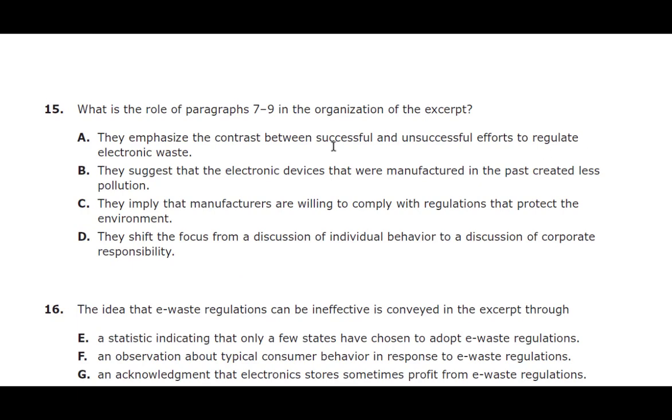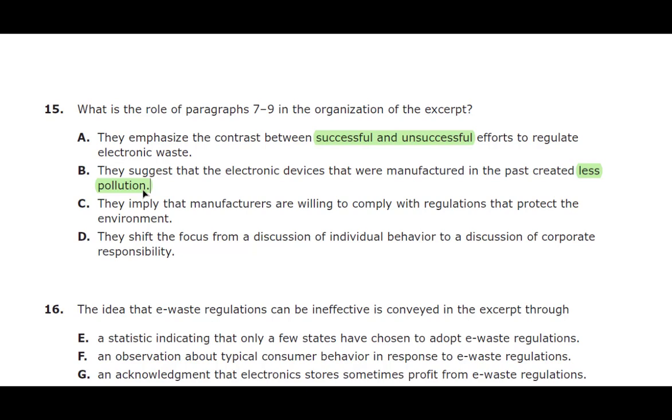A, they emphasize the contrast between successful and unsuccessful efforts. No, there's no sense of success and no success highlighted here. B, they suggest the electronic devices that were manufactured in the past created less pollution. Well, no, it said they lasted longer, like the TVs that have lasted since the 70s or 80s, which means they're 50 years old now. That's not it. It's not about pollution.